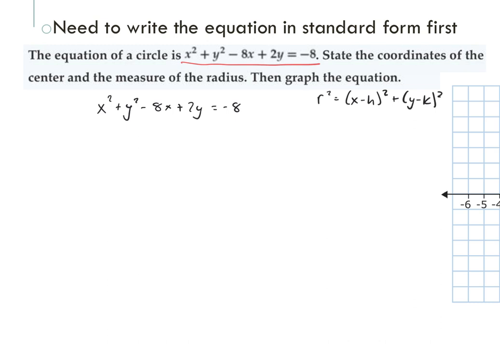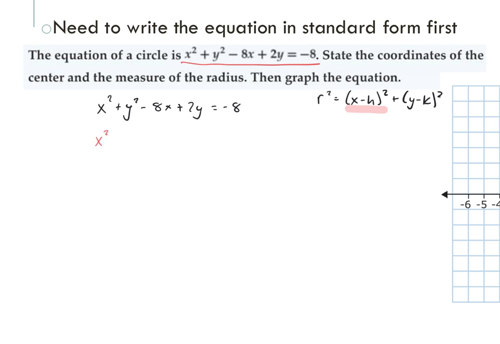Now, if you remember back from the warm-up, this notation right here, X minus H squared, is what happens when you factor a perfect square trinomial. It'll end up in this format. So we are going to use the completing the square method in order to get the X and the Y expressions to factor down into this. So here we go. First step is to rewrite everything.